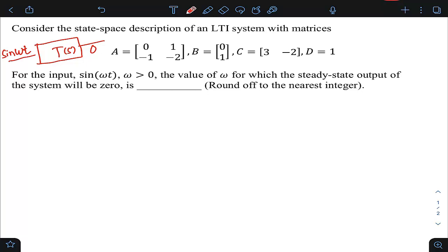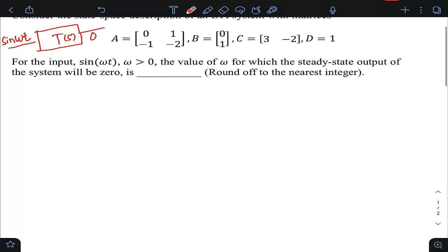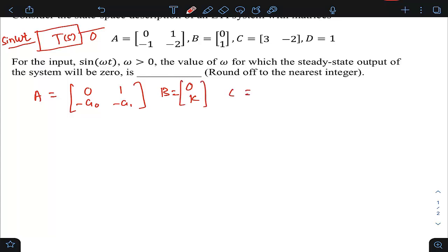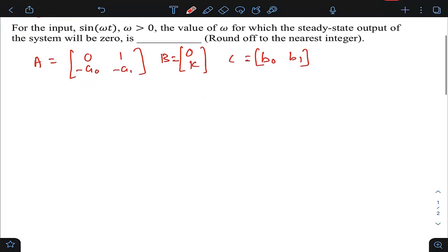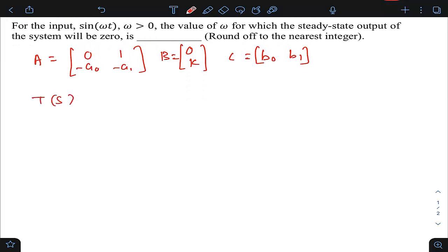It's a 2 cross 2 matrix, students, and we have a shortcut for this. I believe all of you know this. Anyway, let me write the shortcut. If A happens to be [0, 1; minus A0, minus A1], and B matrix happens to be [0; K], and C matrix happens to be [B0, B1], and D is anything, okay? For such cases, the transfer function T(s) is given by K into (B0 plus B1 s) divided by (A0 plus A1 s plus s square) plus D.